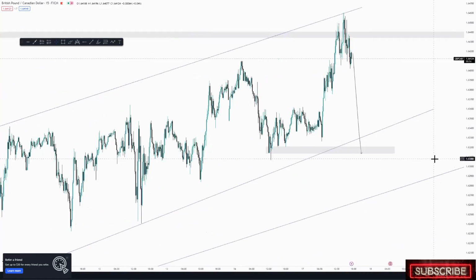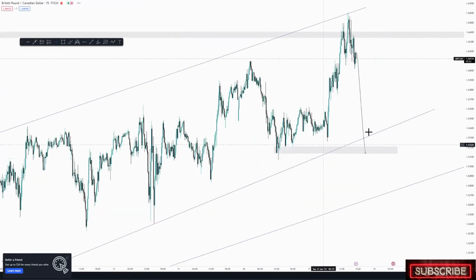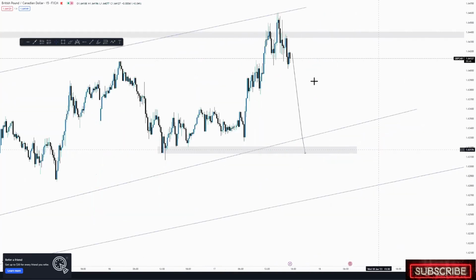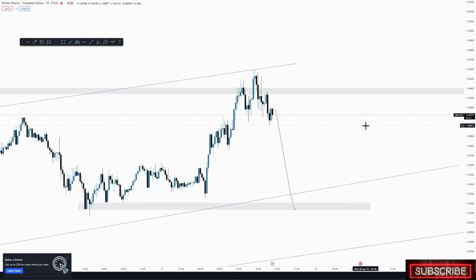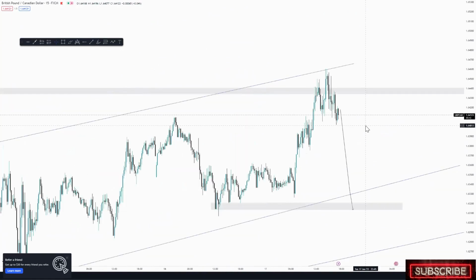So I'm looking at the probability of the market being a sell up until this trend line and also that one over there. But we need to just keep an eye on this level as well, right? So let's move forward, guys, now to the next pair.